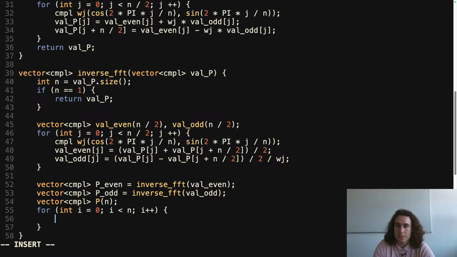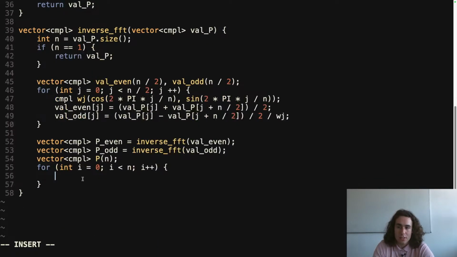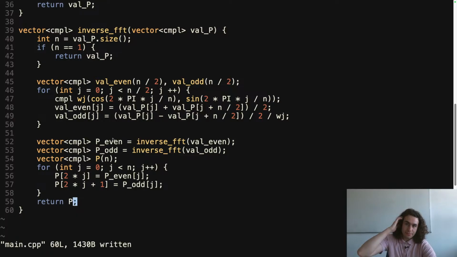From 0 to n. Again, we're just undoing everything that's done here, right? I put the values of P into P even and P odd. Now I put them back. So P of 2j is P even of j, and P of 2j plus 1 is P odd of j. And now we return P. Good. Now we have our inverse FFT.